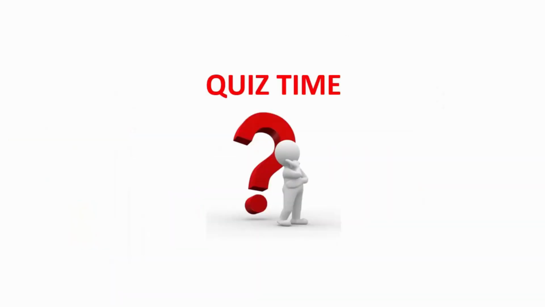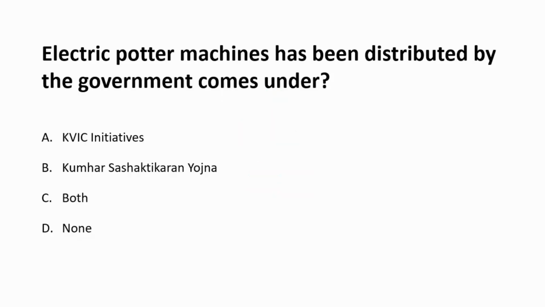Now it's quiz time, guys. So I'll ask you some questions and we'll revise today's current affairs with the help of these questions. The first question is: electric wheel machines distributed by the government come under which initiative? KVIC initiatives, Kumhar Sashaktikaran Yojana, or both of them or none of them. So of course it comes under Kumhar Sashaktikaran Yojana, which is a part of the KVIC initiative. So both will be the correct answer. Option C is the correct answer.